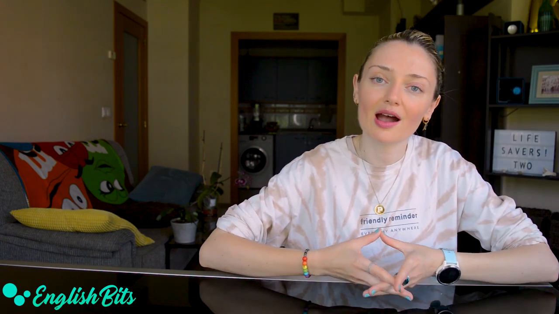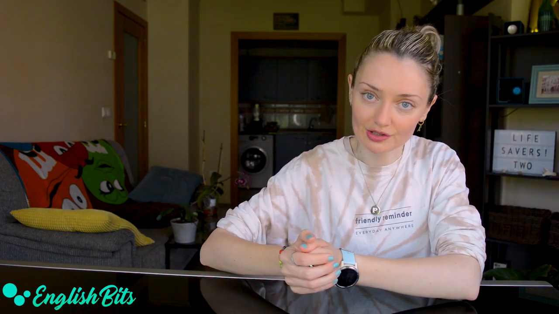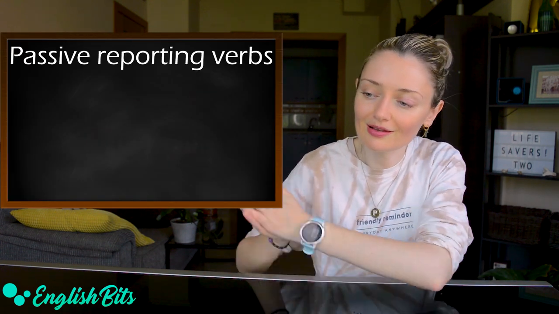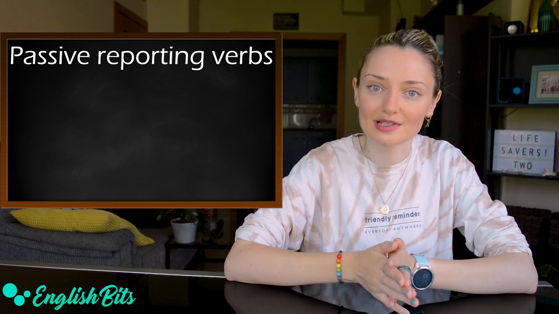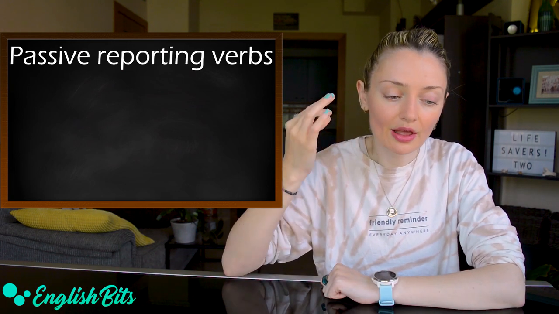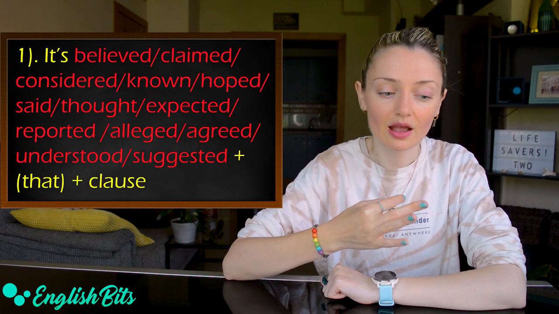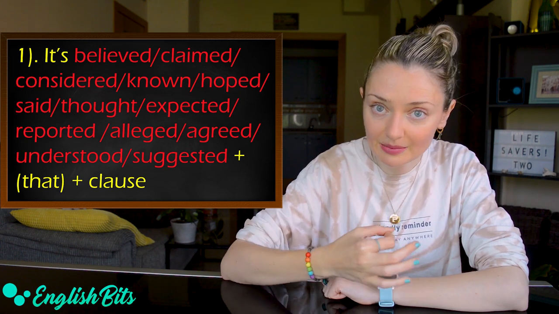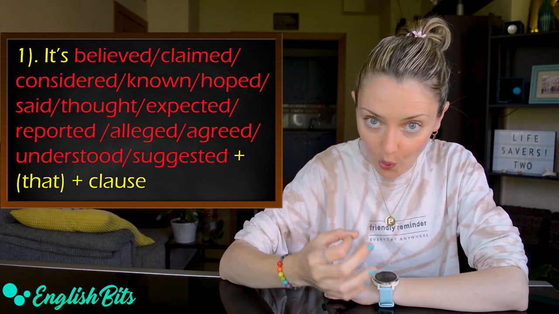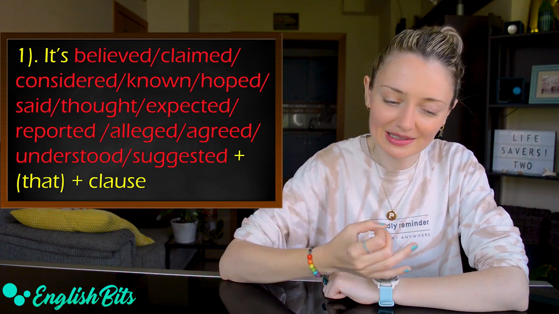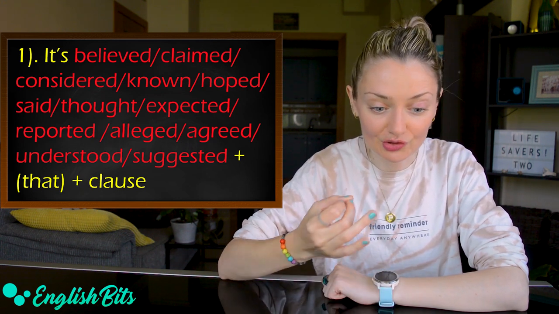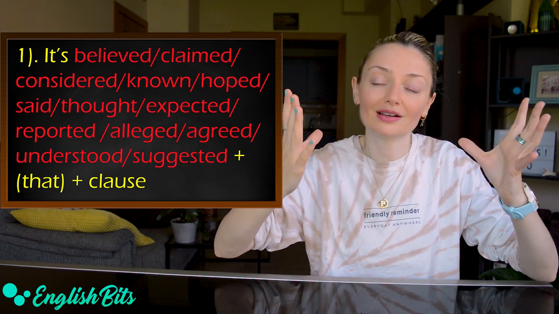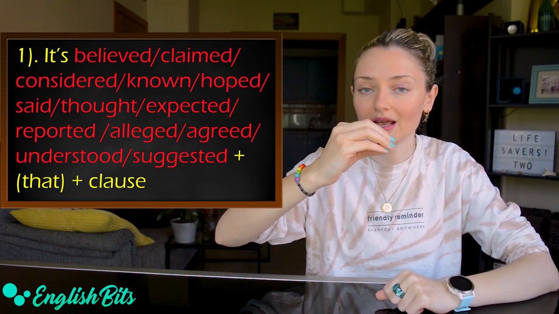And thirdly, today I want to cover 2 passive structures. The first one, we can use reporting verbs, and I think they can come in handy for your exams. Here we have 2 options. The first one, we can say it's and then a reporting verb. We can say it's believed, claimed, considered, known, hoped, said, thought, expected, reported, alleged, agreed, understood, suggested, and then plus that, which is optional, and plus a clause.